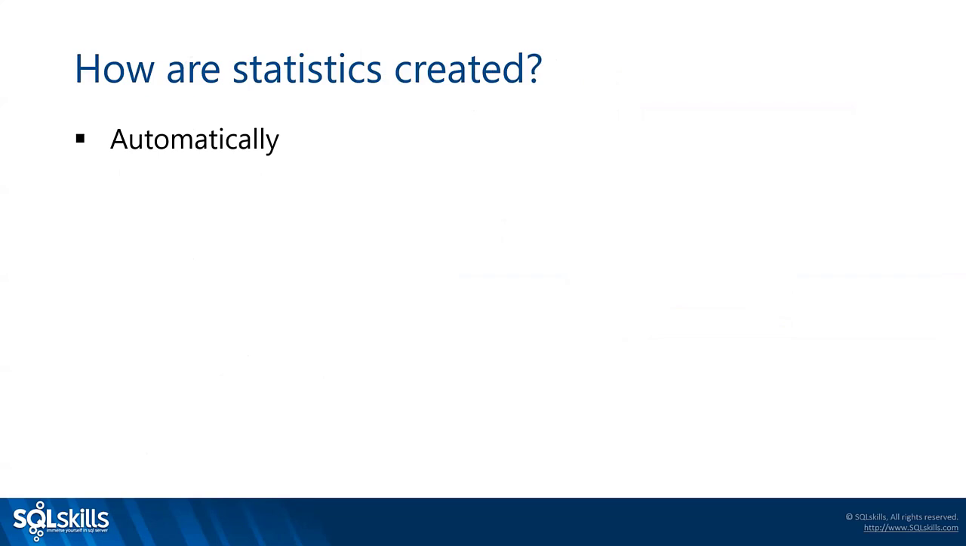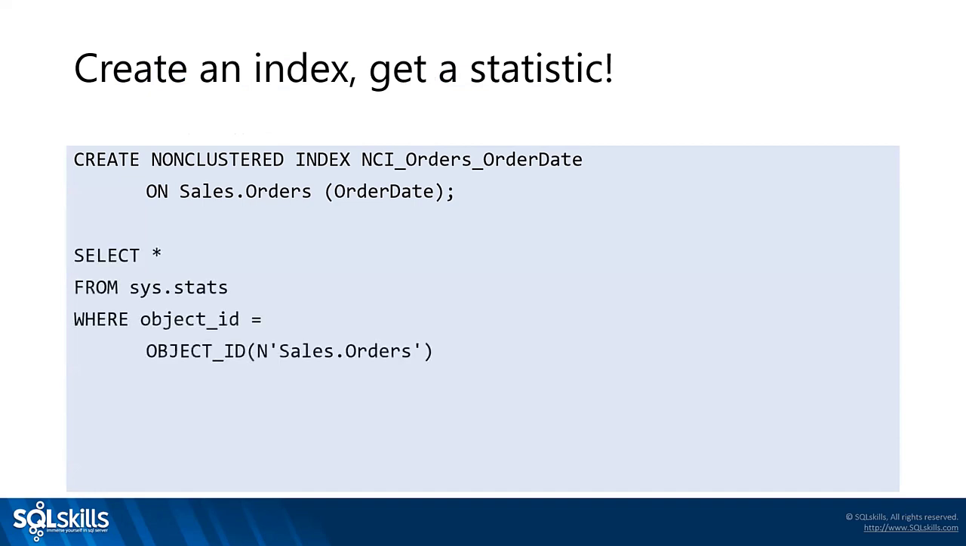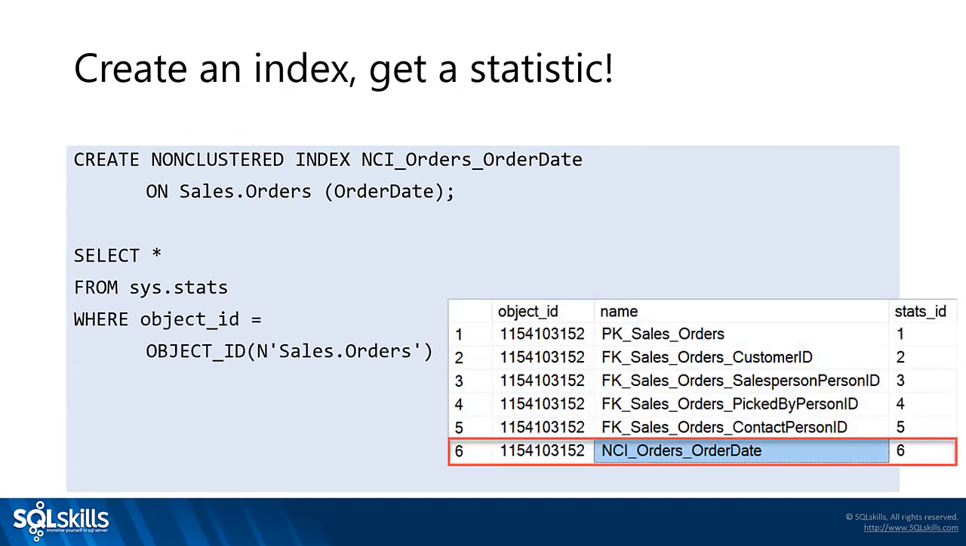So how do we get statistics in the database? The majority in your database are created automatically without you probably even being aware of it. So every time you create an index, a filtered index, or an indexed view, and I'm specifically talking about rowstore for this session, the majority of the time, whenever you create one of those indexes, a statistic is created. So for example, if we created a non-clustered index on the sales orders table on the order date column, and we query sys.stats after creating that index, what we will see here is a statistic.